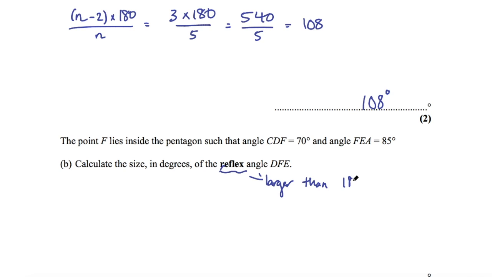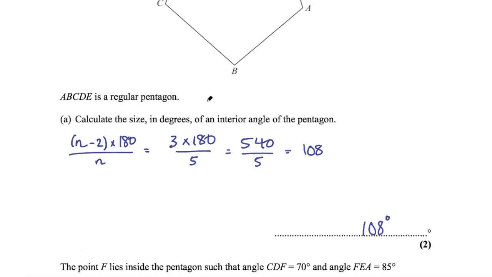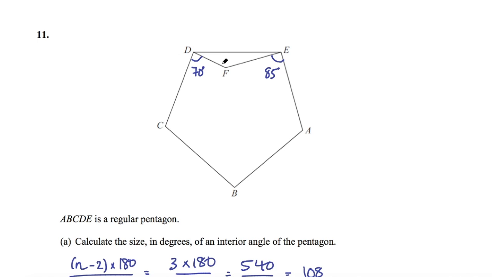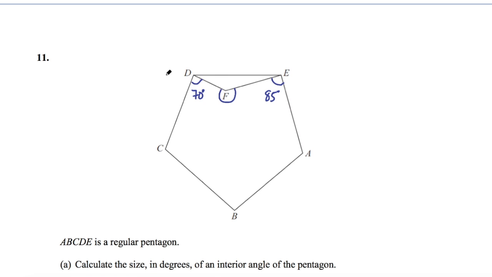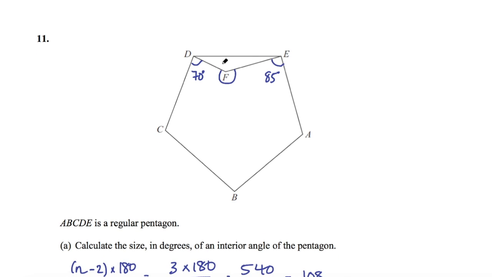than 180. So let's look for angle DFE. The reason they say it's reflex is because they don't want you to look for this angle. They want you to look for the one around the outside here. So that's the angle we're looking for. And if we look at this diagram carefully, by adding this point F here, we've actually turned this pentagon into a hexagon. We now have 1, 2, 3, 4, 5, 6 sides. So we're actually looking at this shape, A, B, C, D, F, E, and we know all of the angles inside this hexagon except one.